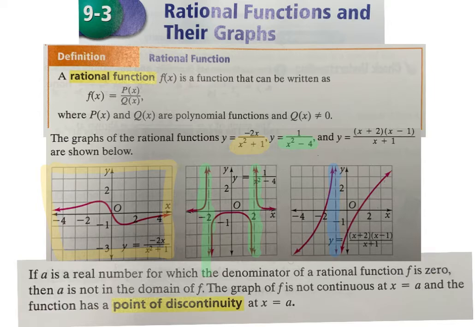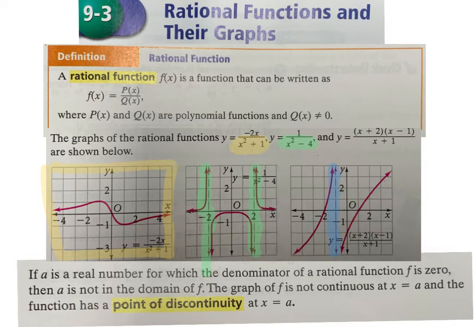All right, and so then they tell you this next definition, point of discontinuity. If A is a real number for which the denominator of a rational function is zero, then A is not in the domain of F. The graph of F is not continuous at x equals A, and the function has a point of discontinuity at x equals A. So if something makes your denominator zero, it is called a point of discontinuity, meaning it's not continuous.